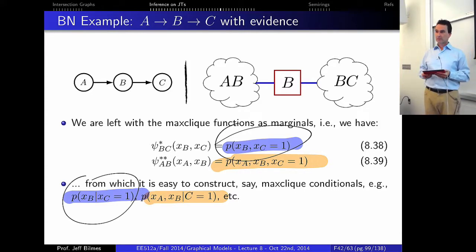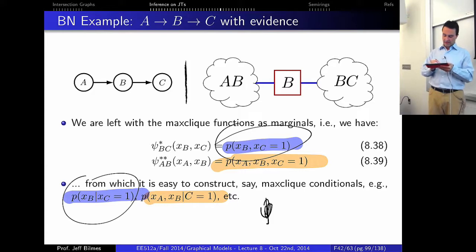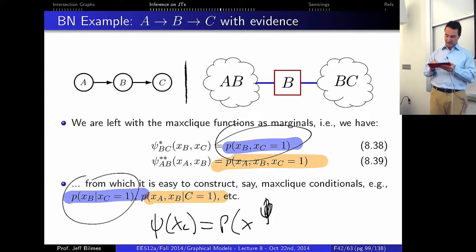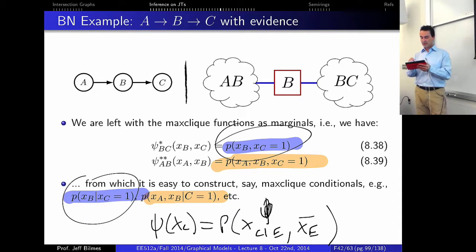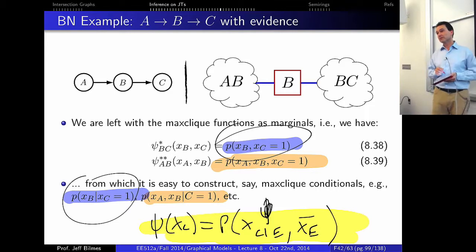Question? Why does the phi AB have an x of c in it, the evidence there? Because the evidence has been propagated everywhere. So what we're ending up with everywhere is that we end up having potentials that involve phi sub x of c, which is going to be equal to the probability of x of c except for evidence x of e. That's exactly what we need. So the evidence is there. This is the result that we want, the resulting marginals that we want with evidence in the model.